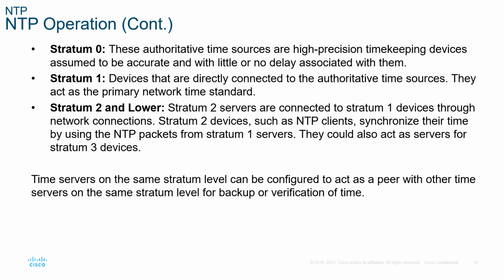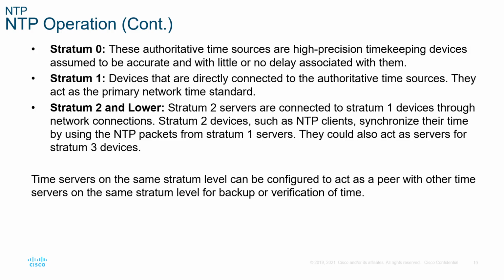So normally we have a stratum 0. That's the authoritative time source. It has the highest precision time. We have a stratum 1. Basically, these devices directly connect to the authoritative time source, and they act as the primary network time. Anything less than stratum 2 are basically connected to stratum 1s for their time.